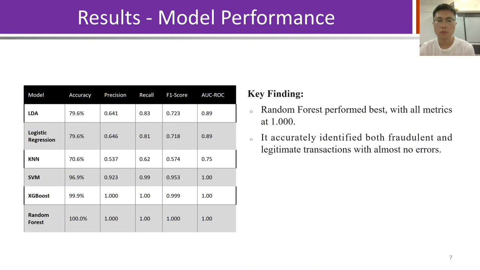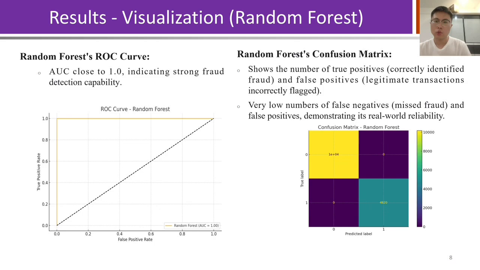The ROC curve graph also shows the Random Forest curve. The red line is right up in the top left corner, indicating its excellent performance. To show you Random Forest's power more clearly, here is the ROC curve and confusion matrix. The ROC curve for Random Forest is almost perfect, with an AUC close to 1. This again shows a strong ability to distinguish fraud from no fraud.